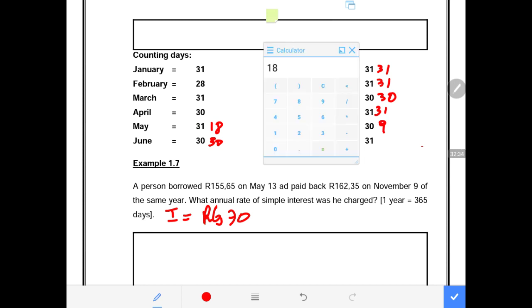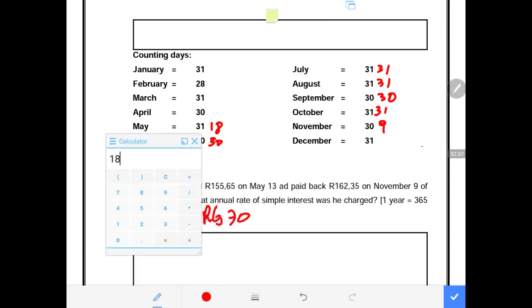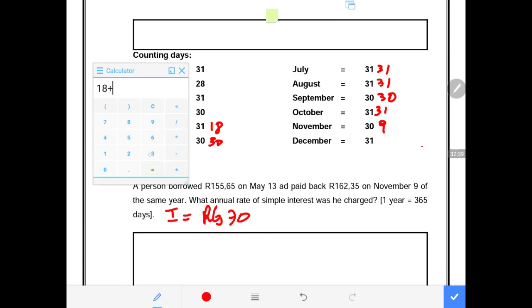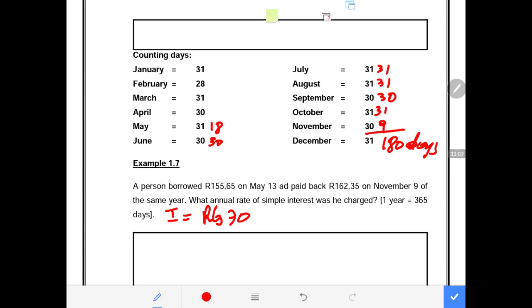So now we need to count 18 days in the month of May that were left, plus 30 days in the month of June, plus 31 days in July, plus 31 days in August, plus 30 days in September, plus 31 days in October, and plus 9 days in November. This gives us a total of 180 days. That means this person borrowed money over the period of 180 days.